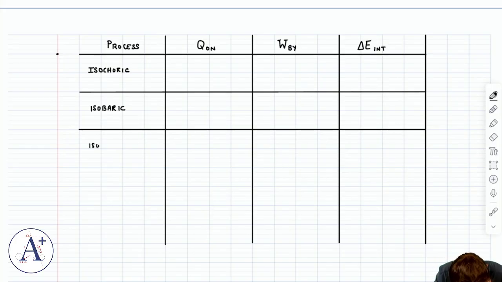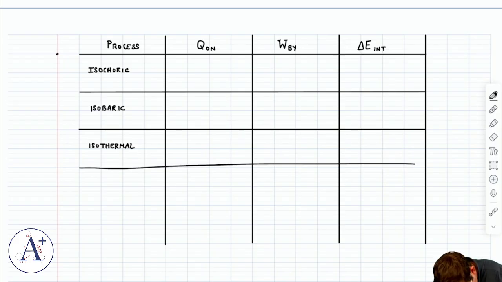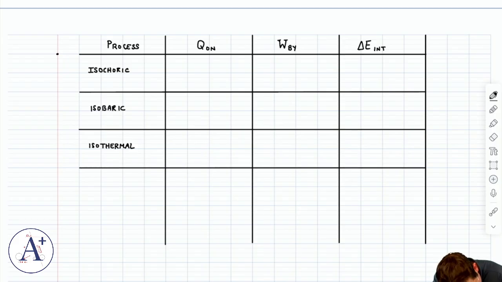Isothermal, which is constant temperature. And then there's going to be adiabatic. And adiabatic means that there's no heat transfer. Q is 0.